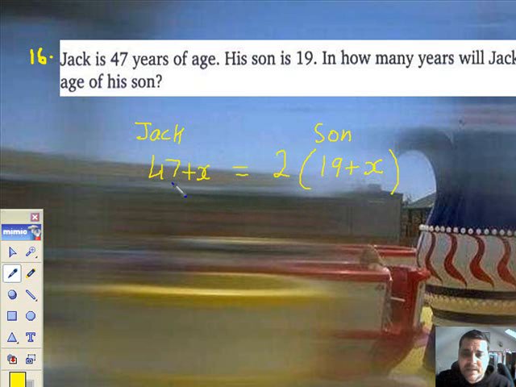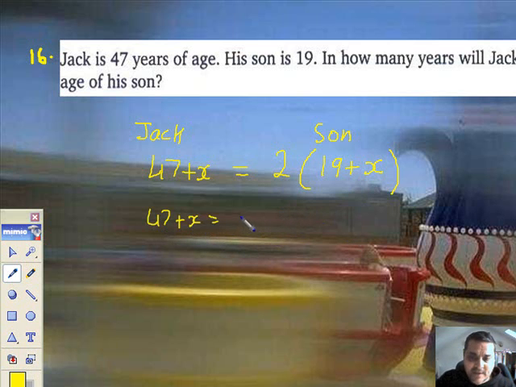So there's the equation, alright? 47 and 19, add on the same amount of years, X, and at a certain value, X, the son will be half the age of the dad. So, or Jack will be twice as old as the son. So that's that. So here's our equation, therefore.